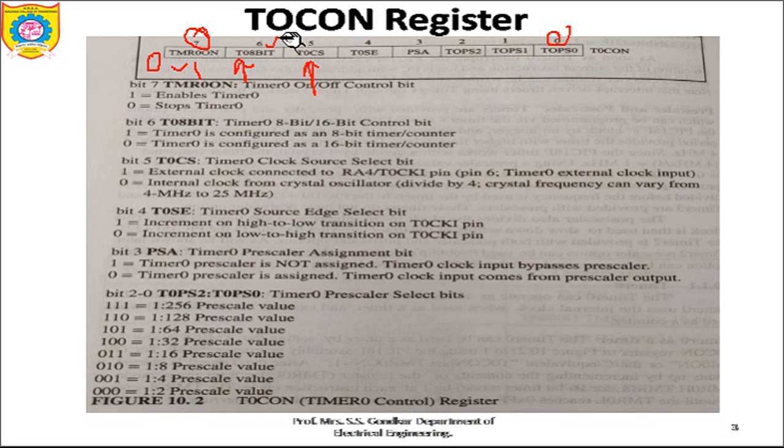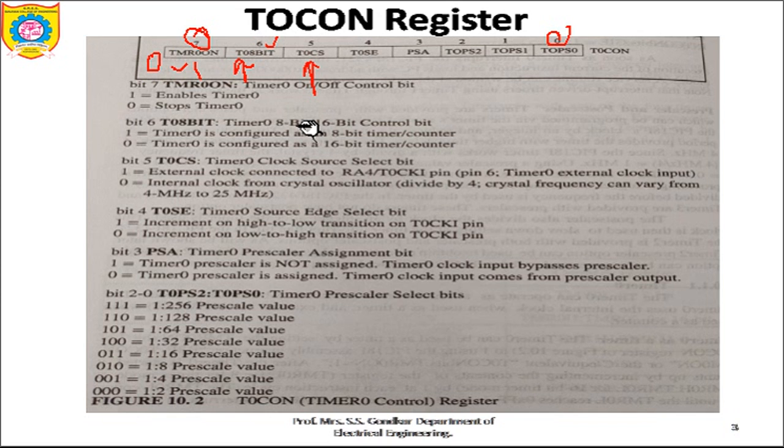or 16-bit, whether it may be a timer or counter, because there is a specific bit T0CS which will tell that we are going to set this bit for what purpose. So this 6th bit only tells us whether your device is 8-bit or 16-bit. And this 5th bit, bit number 5, is telling us that we have set the device as a counter.